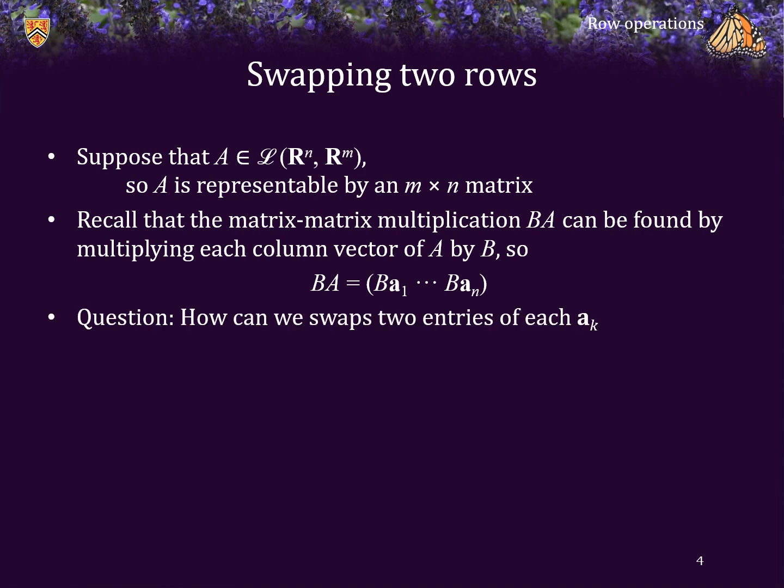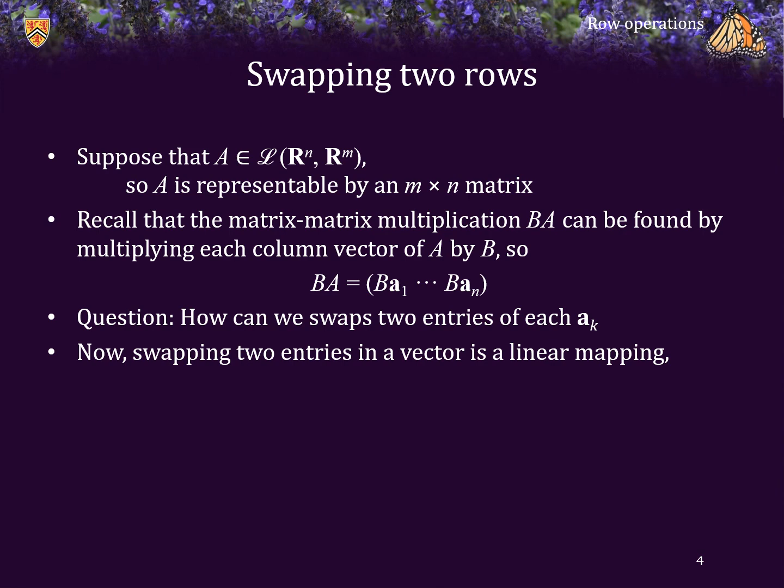Now, how can we swap two entries in each column vector A sub k? Because if we swap entries i and j in each column vector and we apply that to all columns, then we have essentially swapped rows i and j.